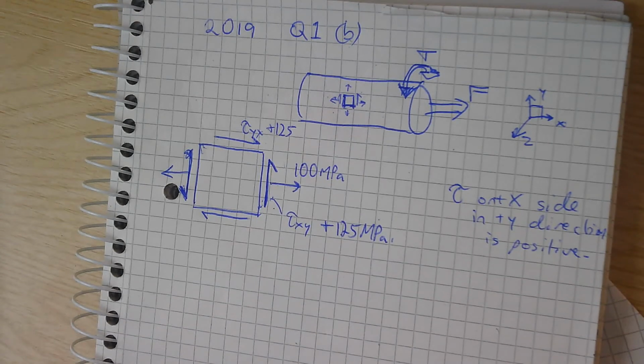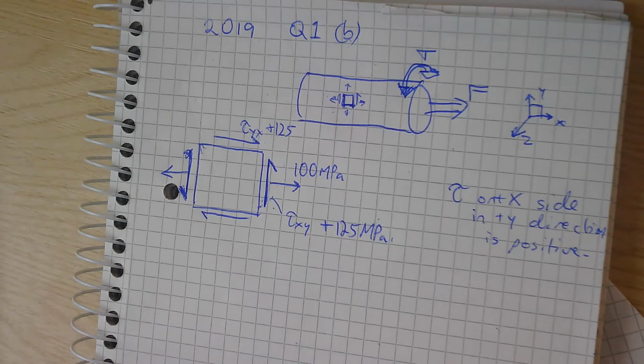And you're given these values in the question. Given that the shear stress is plus 125 megapascals, that would be represented on the stress element like this, where the shear stress on the plus x side would go in the plus y direction. That represents your plus 125. Similarly, the shear stress on the plus y side of the square is going in the plus x direction. So that's, again, plus 125.